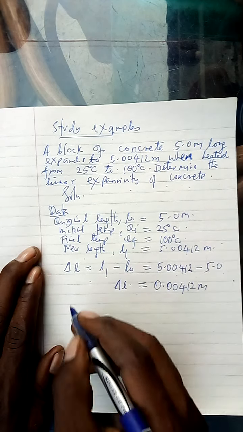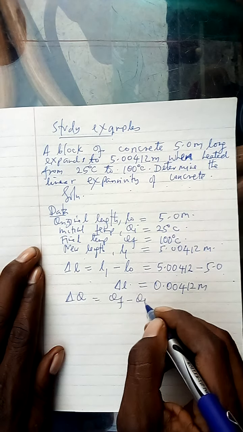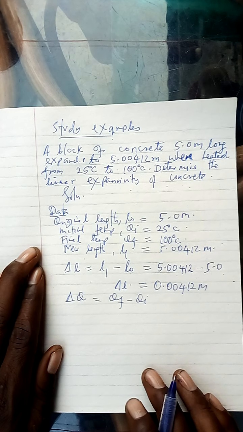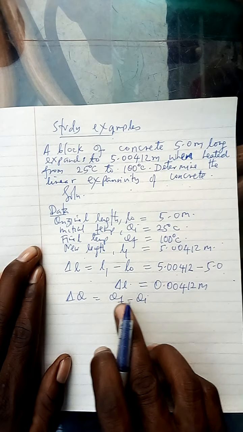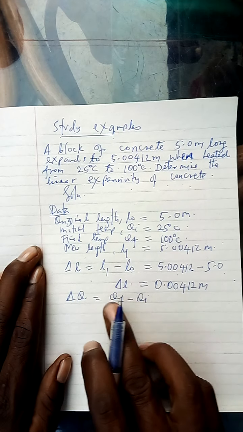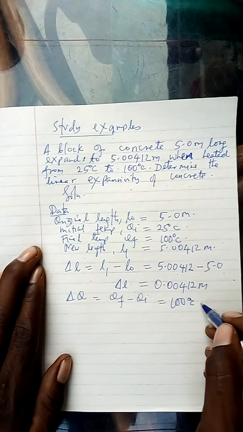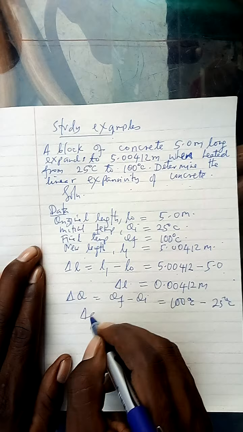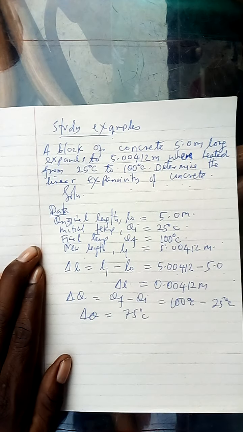But we also have the change in temperature, which is final minus initial. The final was 100 degrees Celsius minus the initial 25 degrees Celsius. So the change in temperature is equal to 75 degrees Celsius.